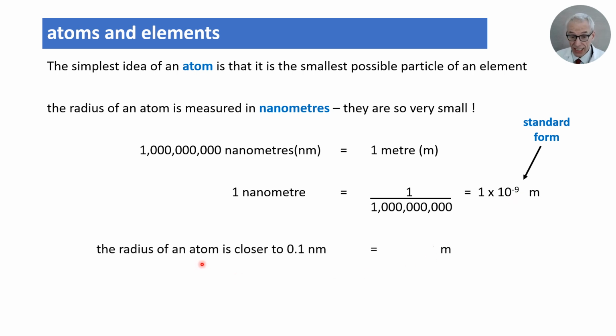The radius of an atom is actually closer to 0.1 nanometers. Could you express 0.1 nanometers in meters? Pause. Come back to check against my answer. Okay, so 1 times 10 to the minus 10. 1 times 10 to the minus 9 divided by 10 is 1 times 10 to the minus 10 meters.